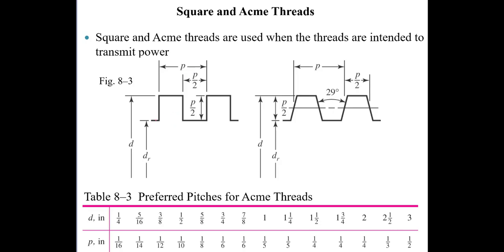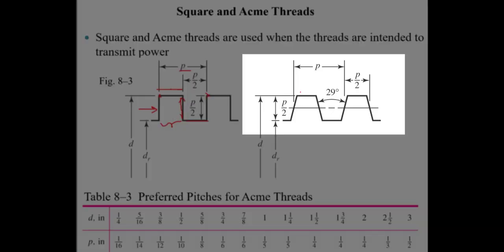Square threaded power screws are just what you imagine they would be. They have a pitch which locates identical geometric features on adjacent threads. The top land is P/2, the bottom is P/2, and the thread depth is also P/2. So these sorts of threads, you can see, have a relatively large cross-sectional area, and so when they are loaded, you get a lot of strength out of that particular type of thread.